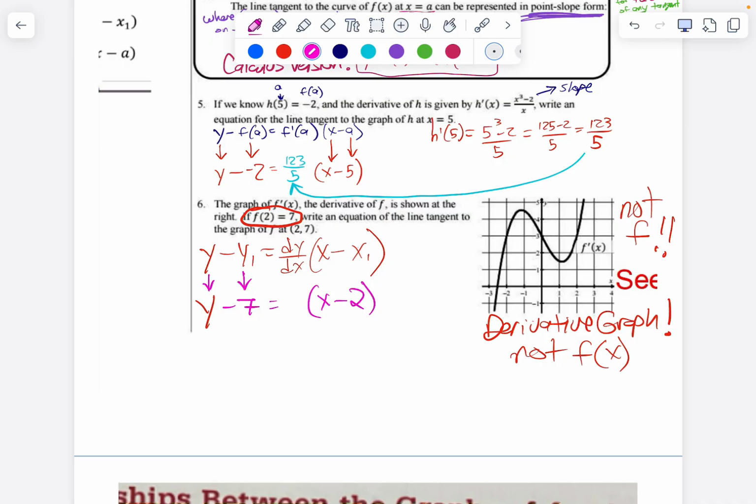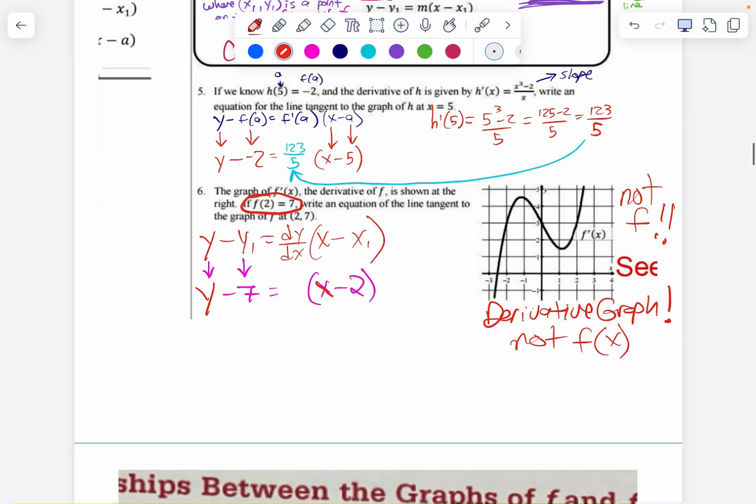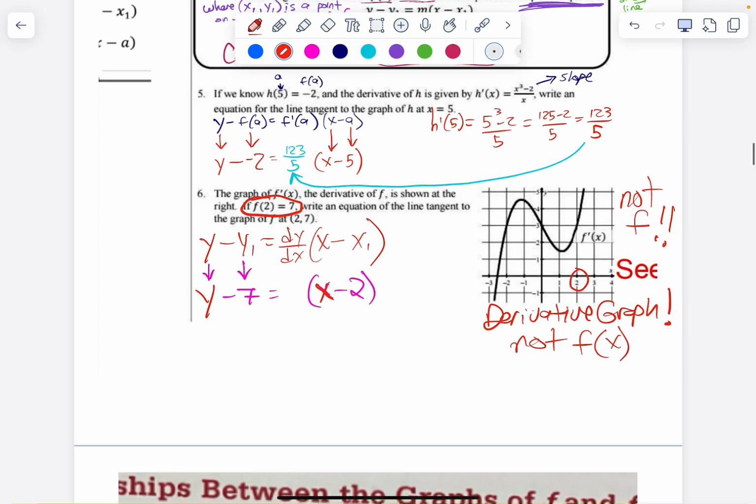So how do we get the slope? First of all, where do we need the slope? Is it at 2 or 7? 2. At 2, right? This is all about x. So we need the slope. Here's 2. We need the slope right there. Because this is the slope graph, I can just read the y value right off of it. And that's the slope at that point. Okay? So I'm going to draw a little arrow. That was not a good arrow. This is the slope of f at x equals 2.